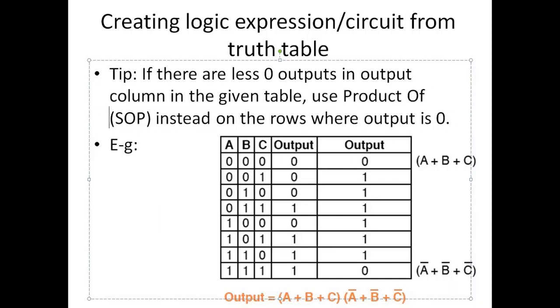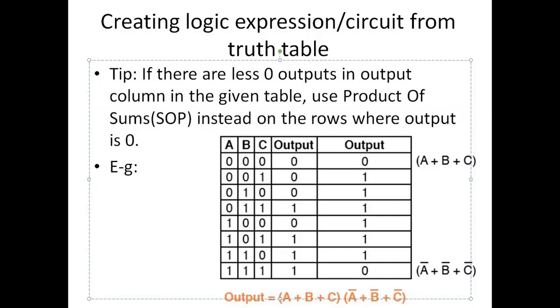Product of sums, that is POS. Instead, on the rows where the output is 0, between them we apply an OR gate. Like over here, A is 0, B is 0 and C is 0, so we go ahead with A plus B plus C.